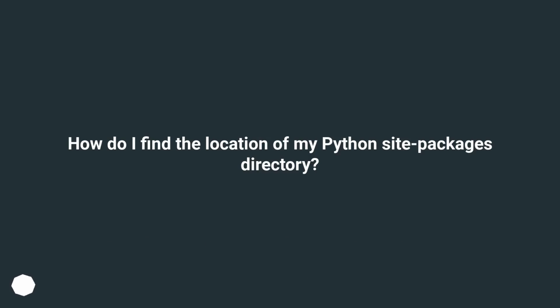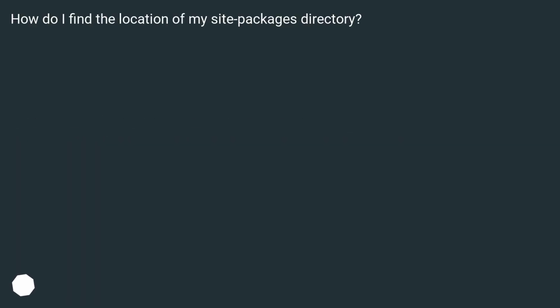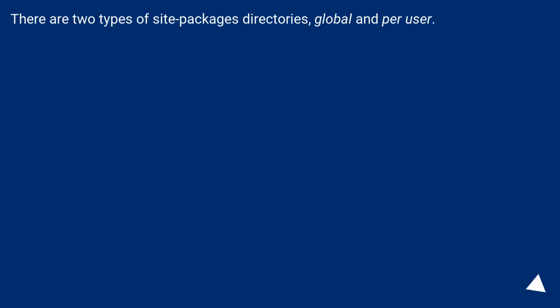How do I find the location of my Python site packages directory? How do I find the location of my site packages directory? There are two types of site packages directories, global and per user.